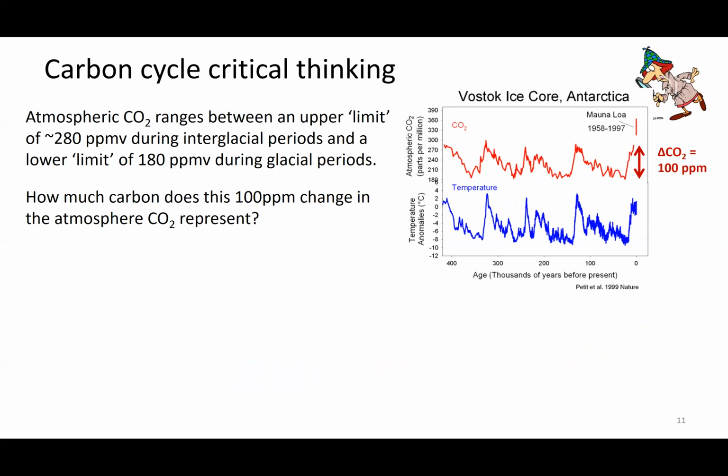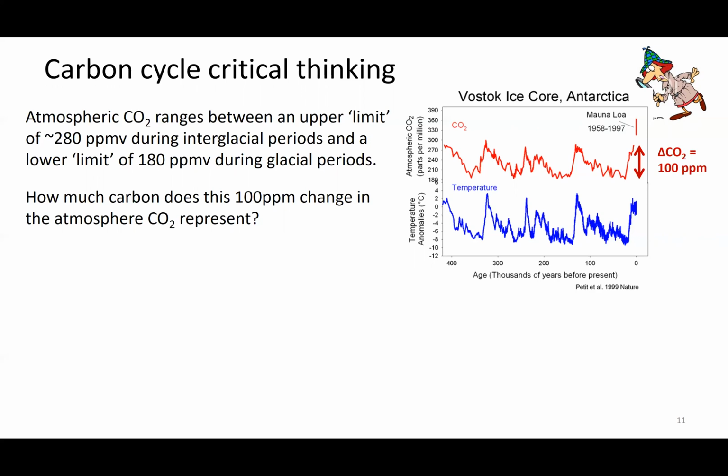So let's do a little bit of critical thinking around this. Atmospheric CO2 ranges between this upper limit of 280 ppm and lower limit of 180 ppm across interglacial glacial cycles. So that's the natural variation that we see in carbon dioxide in the atmosphere over the last 1,000,000+ years. And indeed, we haven't seen CO2 levels of the amount that we currently do have in the atmosphere until many, many, many millions of years in the deep past.